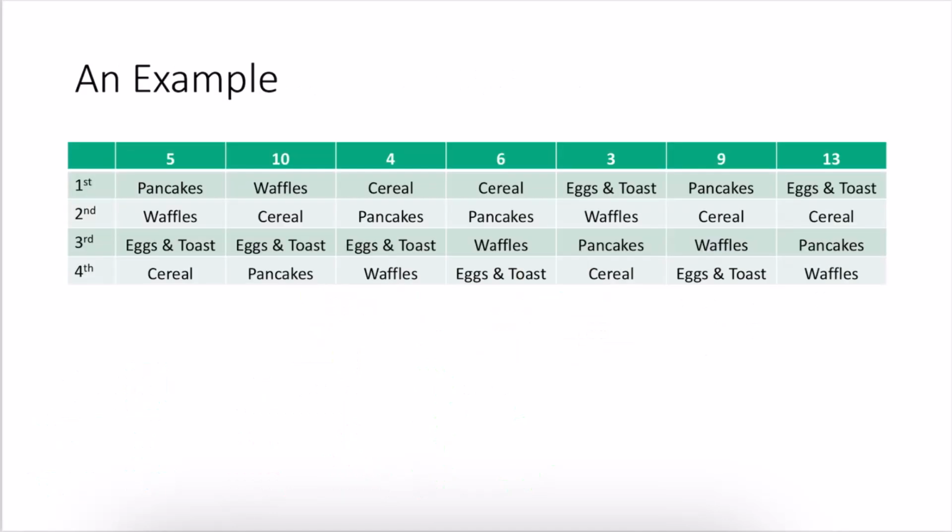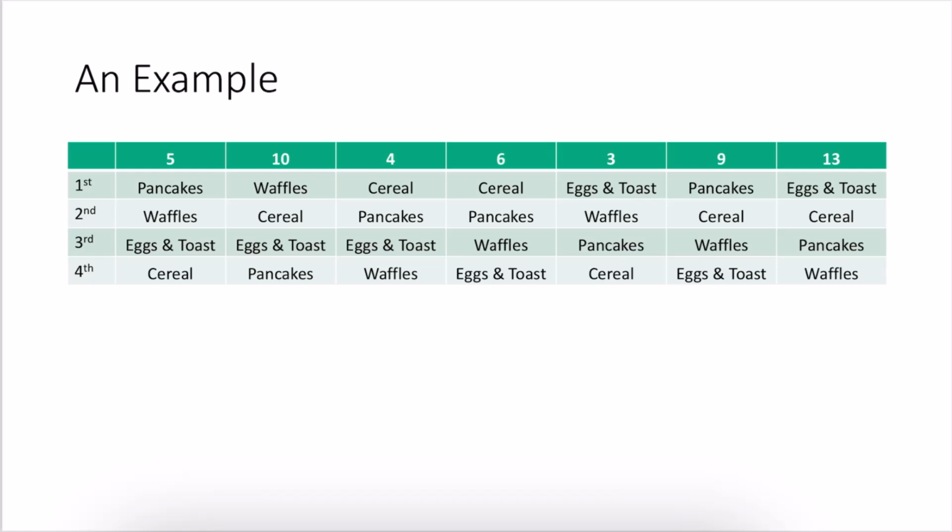So let's do one more example just to look at how this goes, and then I'll let you guys try it on your own. In this example, we have 4 different types of breakfasts that we are looking at: pancakes, waffles, eggs and toast, and cereal. If we're doing a pairwise vote, we want to list out all of the possible pairs.